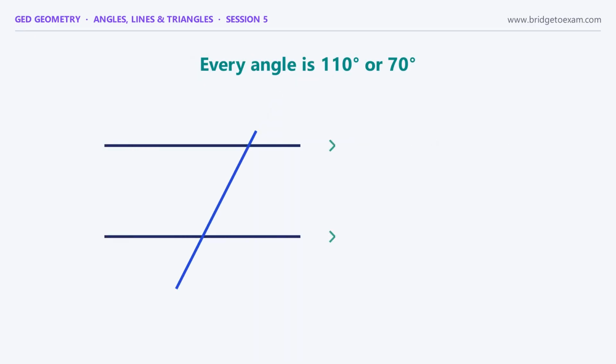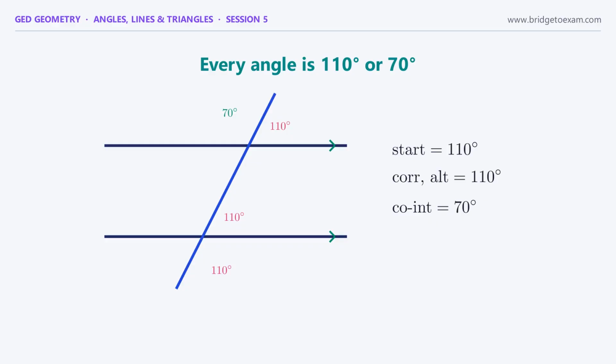Let's put numbers on it and see how fast this goes. Suppose one of the angles is 110 degrees. Its corresponding angle, in the same position at the other crossing, is also 110. Its alternate interior partner, forming that Z shape, is 110 as well. And any co-interior or neighboring angle is 180 minus 110, which is 70. So every one of the 8 angles is either 110 degrees or 70 degrees, 2 values, filling the entire figure. That's the power of parallel lines.